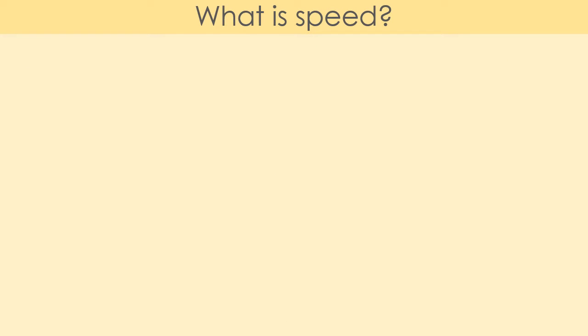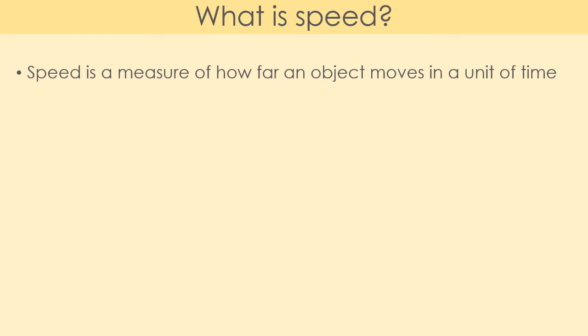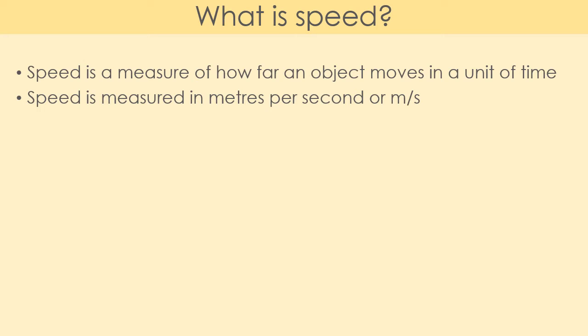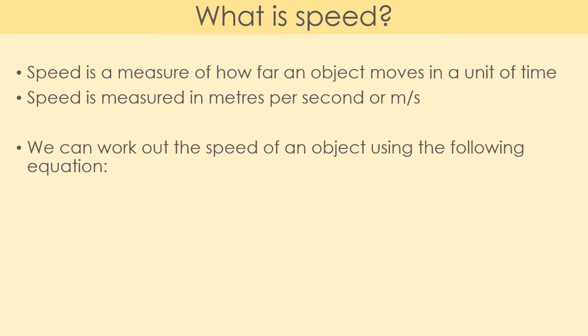And we're going to have a look first at what is speed. Now, speed is a measure of how far an object moves in a unit time. We've all probably used the term speed before, and we all probably roughly know what it means. It's how far an object moves in a unit of time, so how long it takes to travel a certain distance. And we measure speed in meters per second. And we can work the speed of an object out using the following equation. Speed in meters per second equals the distance in meters divided by the time in seconds.